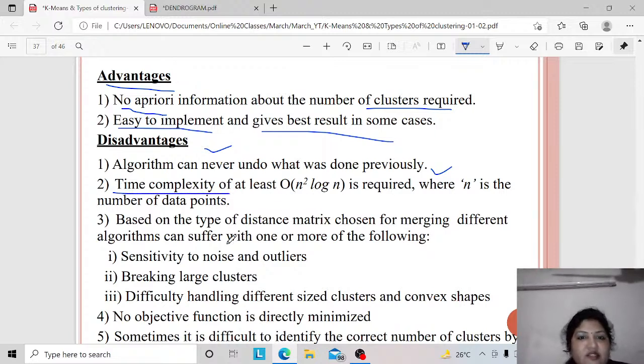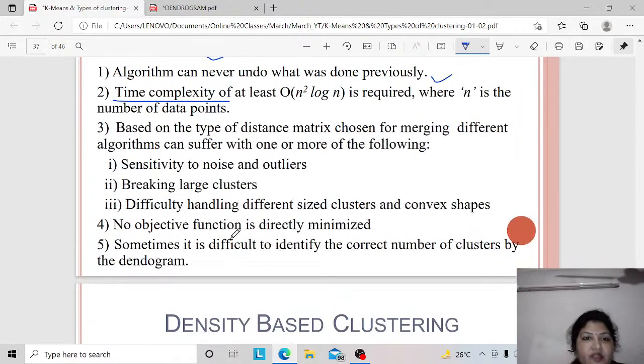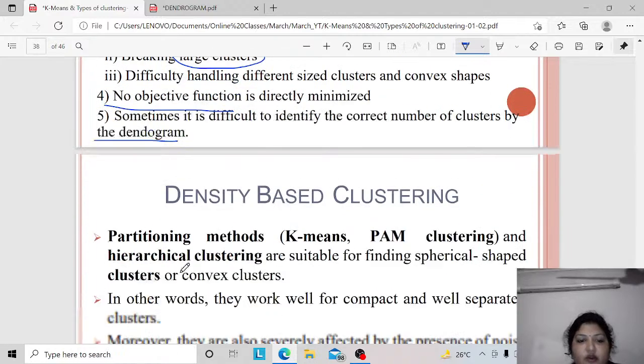Time complexity. Yes, it takes more time because it is a complex process when you are calculating each distance. Based on the distance matrix chosen for merging, different algorithms can suffer from the following problems. Sensitivity to noise: it might be possible that there are some outliers. Breaking large clusters: you are breaking a big cluster. Difficulty handling different size clusters and convex shapes. No objective function is directly minimized. Sometimes it is difficult to identify the correct number of clusters from dendrograms, right?